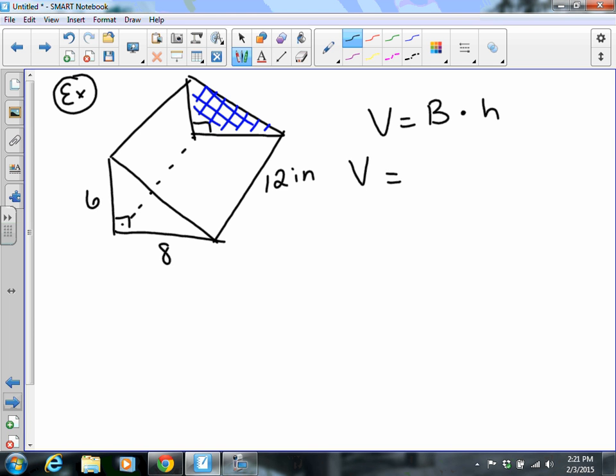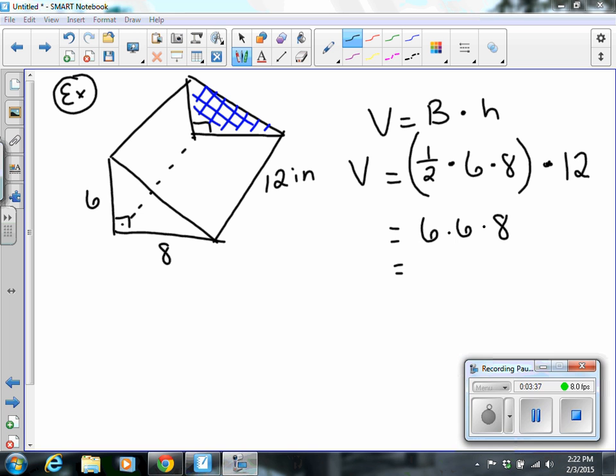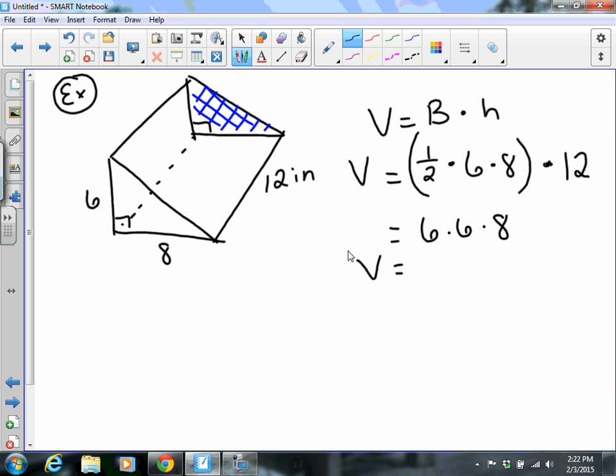So I'm going to look at this and say, okay, the area of the base, how do I find the area of a triangle? That is in fact 1/2 times, this is where it gets confusing. For the area of a triangle, you're just looking at the base numbers, that's it. So in this case, 6 and 8. So that's the area of my base. Now I need the height of my prism, which is 12. Okay, so I'm going to go ahead and simplify this. And I get 6 times 6 times 8. So my final volume for this prism is 288 inches cubed.